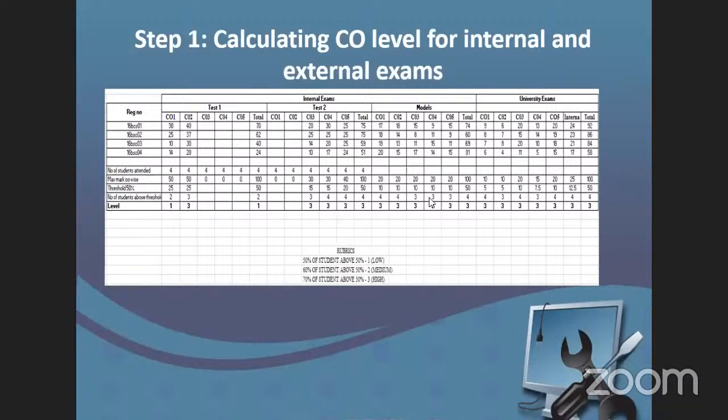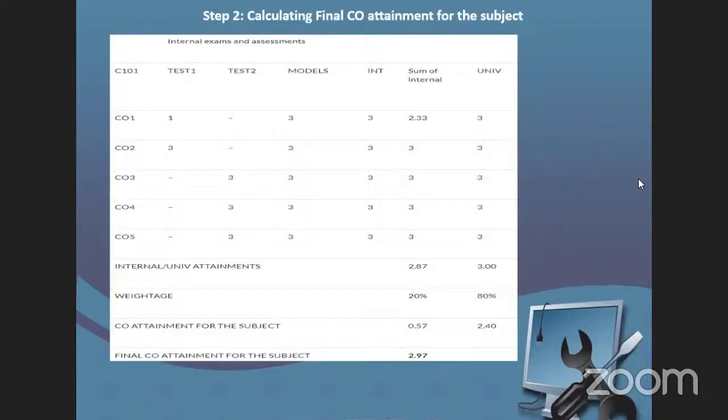So these are the levels, the bottom line. That is the level we fix for the COs, CO 1, 2, 3, 4, 5. Definitely it will be there in your model exam and university exam. Next step is calculating the final CO attainment of this particular subject, say data set.